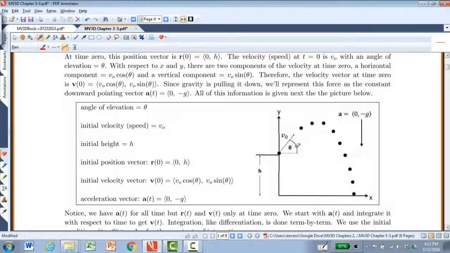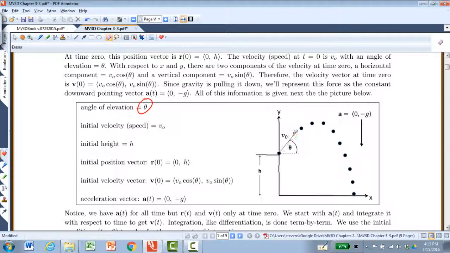All right, and we have some initial conditions on this situation. We have this angle of elevation, and that's the angle you're launching it. And that angle is generally taken from the positive x-axis. Call that theta. There is an initial velocity, which is just going to be the length of this vector. Right, how long is that vector? That'll be the initial velocity. It's also the speed, right?